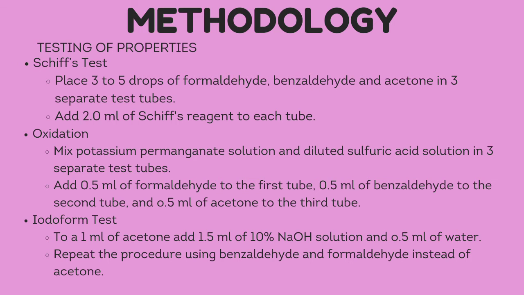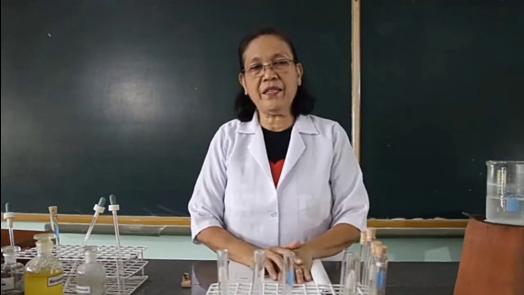So in the oxidation, we mix potassium permanganate solution and dilute sulfuric acid solution in 3 test tubes and add 0.5 mL of formaldehyde to the first tube, 0.5 mL of benzaldehyde to the second tube, and 0.5 mL of acetone to the third tube. The oxidation of the aldehydes and ketones using the permanganate solution.